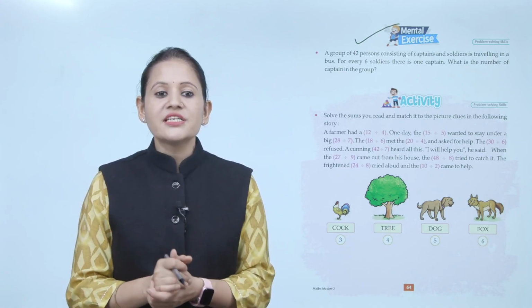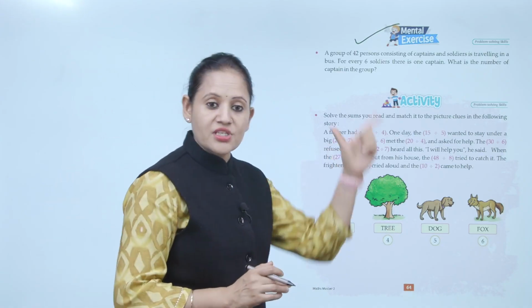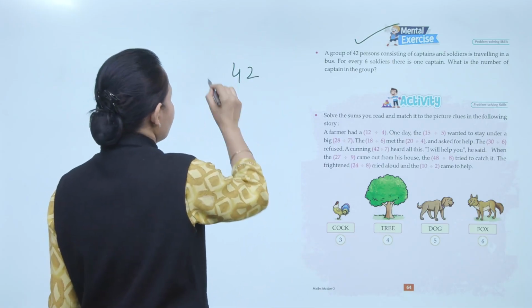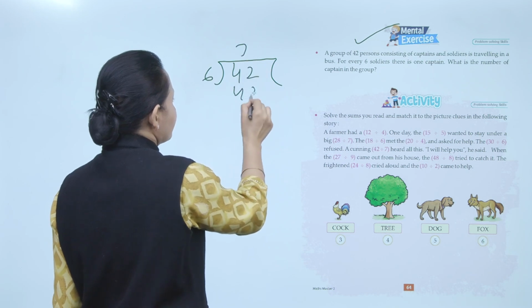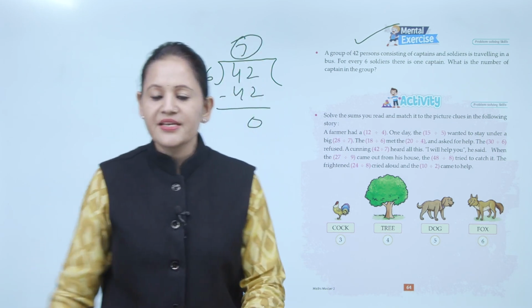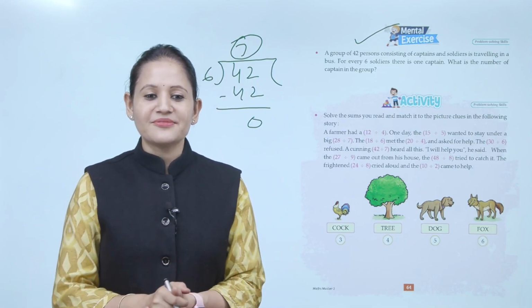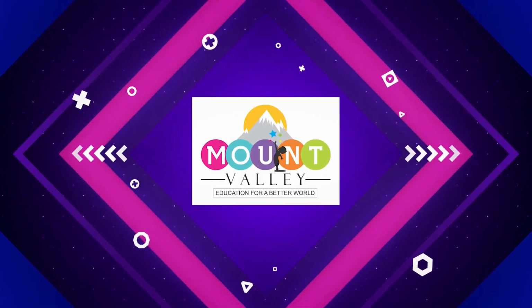Next, mental maths. A group of 42 persons consisting of captain and soldiers is travelling in a bus. For every 6 soldiers, there is 1 captain. What is the number of captains in the group? For every 6 soldiers, 1 captain है, total 42 है. So 42 divided by 6. 6 7s are 42.